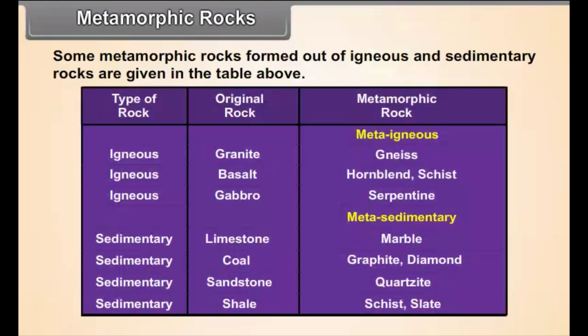Type of rock sedimentary, original rock limestone, metamorphic rock metasedimentary marble. Type of rock sedimentary, original rock coal, metamorphic rock graphite, diamond. Type of rock sedimentary, original rock sandstone, metamorphic rock quartzite. Type of rock sedimentary, original rock shale, metamorphic rock schist, slate.